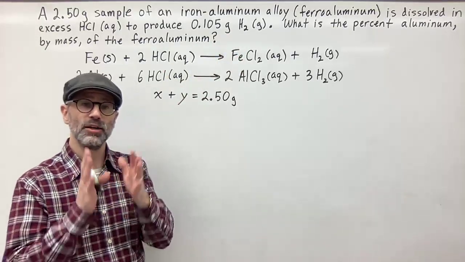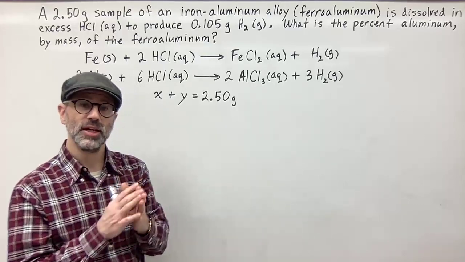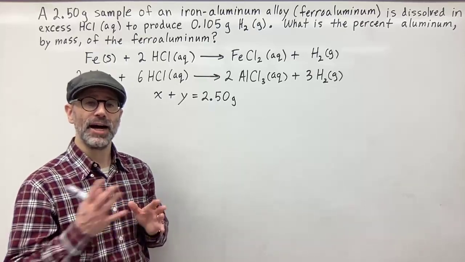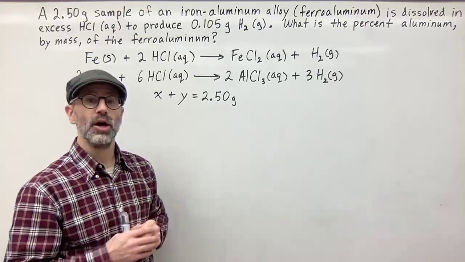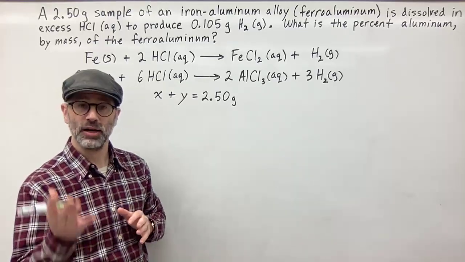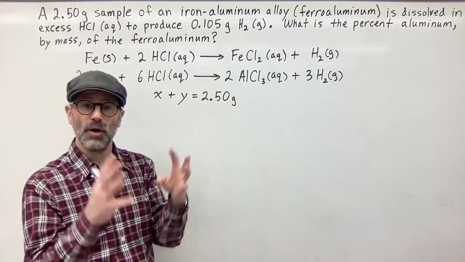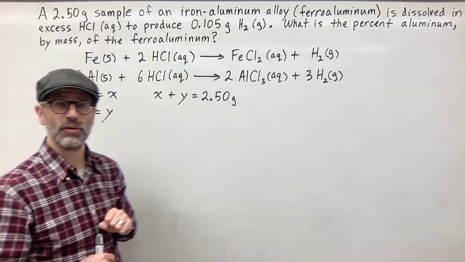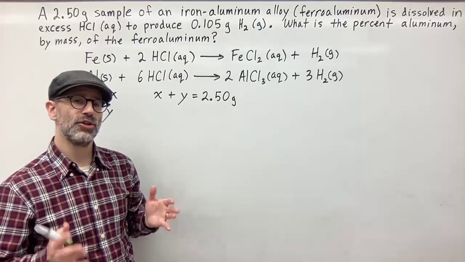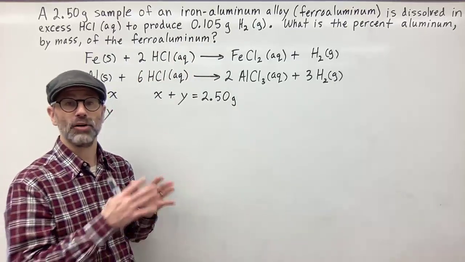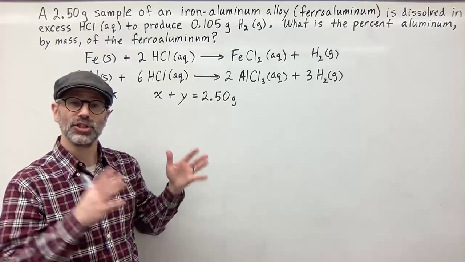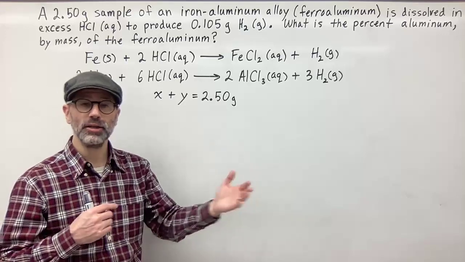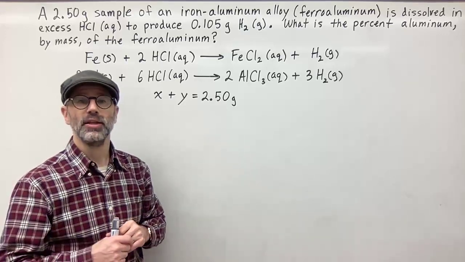So the amount of aluminum that we have in our substance produced a certain amount of hydrogen gas, and the iron in the alloy also produced a certain amount of hydrogen gas. The two amounts of hydrogen gas added together is equal to that amount there. So what we need to do is calculate the amount of hydrogen that came from each part of the alloy. Calculate the amount that came from iron and calculate the amount that came from the aluminum.